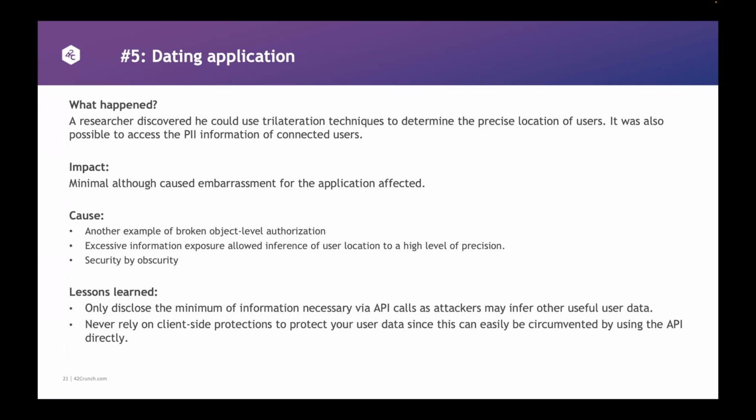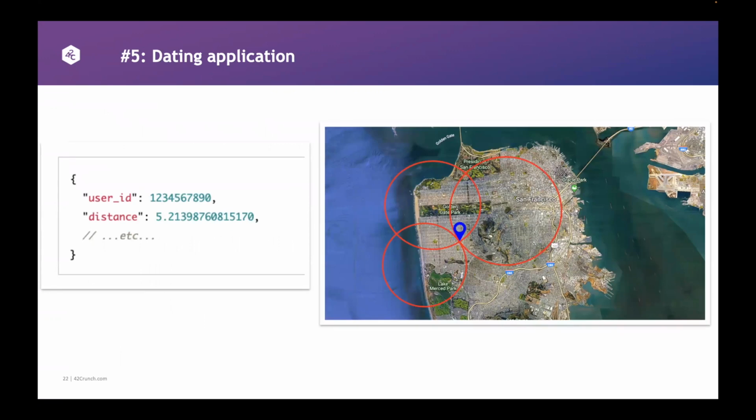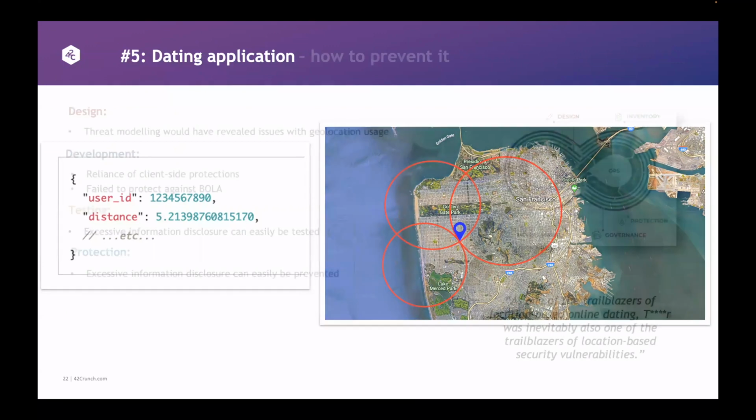Let me just move through to a couple of the problems here visually. We had excessive information exposure. They were leaking the location to almost 10 digits of precision. And if you've done any kind of geometry or map work, you know that you can use 3 different locations to triangulate, trilateration. So they worked out that they could identify the user location.